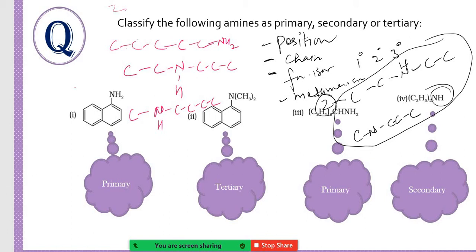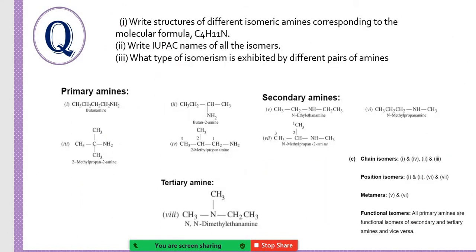So this way it shows position, chain, functional, and metamers. These are the isomerisms that it shows. Just go through this slide carefully.